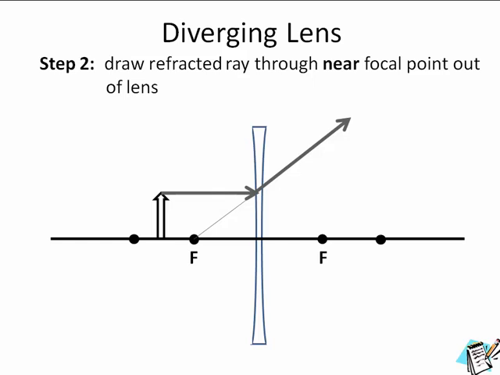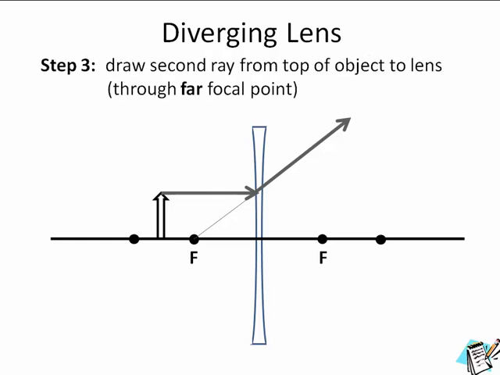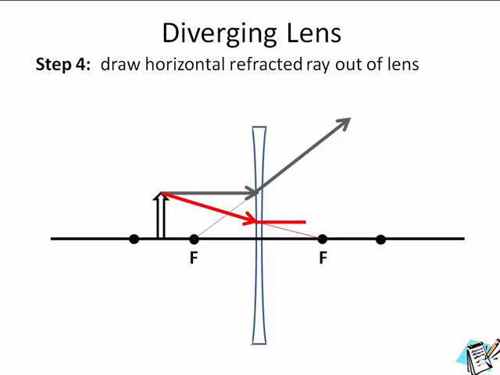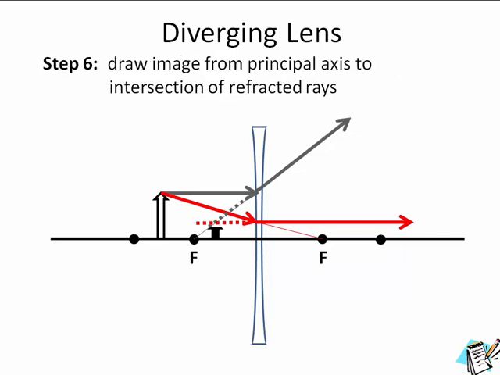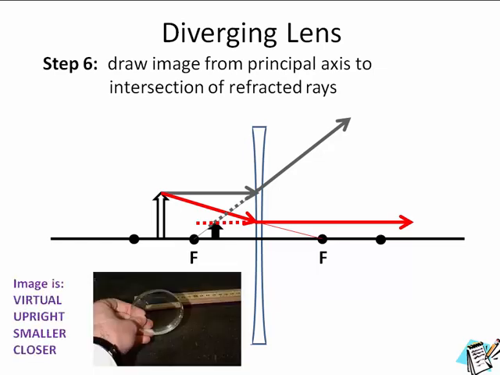The second ray of light also gives us trouble. We've already used the first focal point, so we can't use it again. Instead, aim at the far focal point until you hit the lens, then draw your horizontal refracted ray, through the focal point in, parallel out. Since the refracted rays don't intersect, dash them back as virtual light rays until they do. Draw your tiny upright virtual image, which is closer to the lens than the object was.